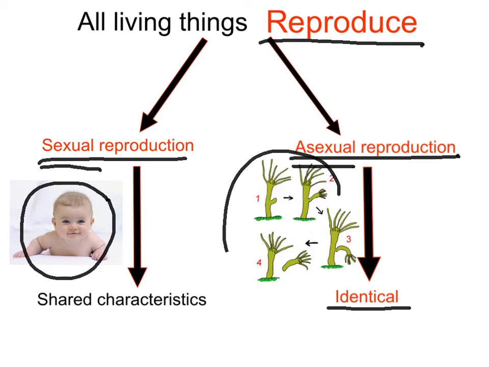In this example, we have a hydra. It creates a bud that is an exact replica of its parent and eventually breaks off, and there are two identical organisms.